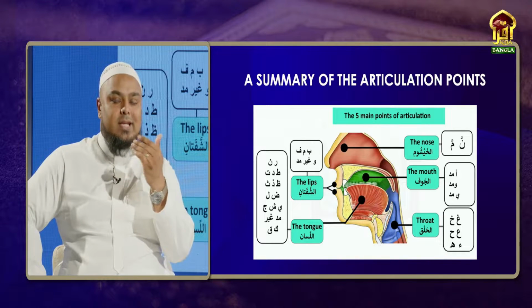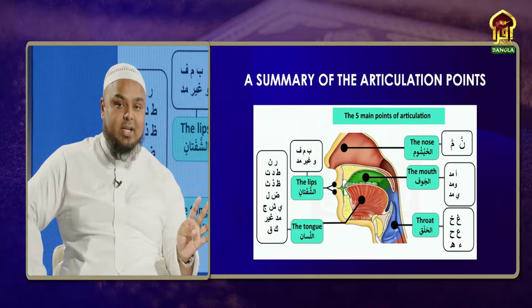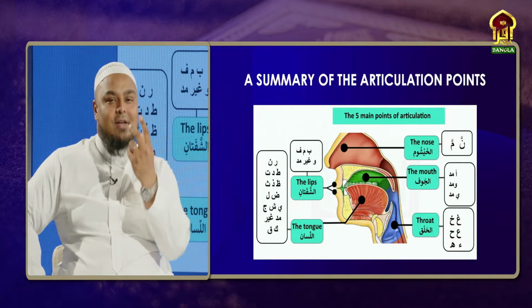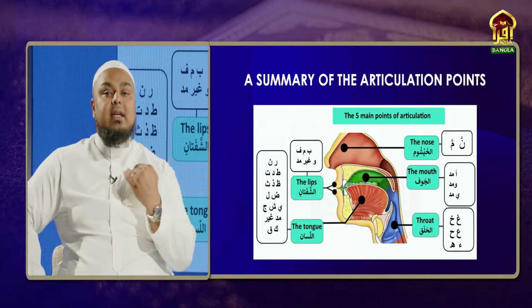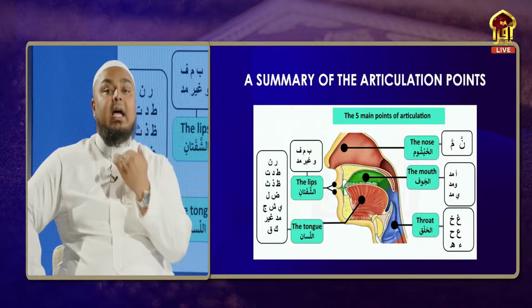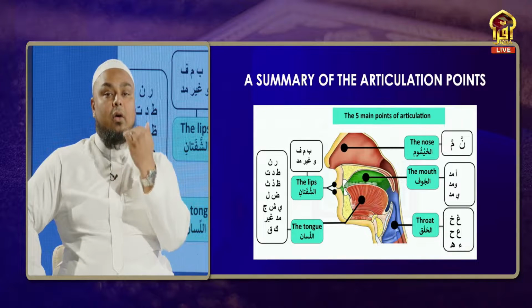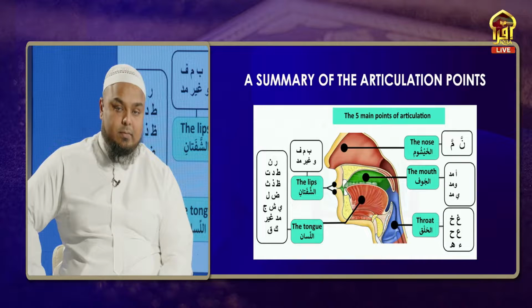Something else you realize in comparison to the 4 letters that we just did is both of these letters are heavy. That's why I'm making my mouth into an oval shape. Ghain, kha. So the 6 letters: hamza, ha, ain, ha, ghain, kha.